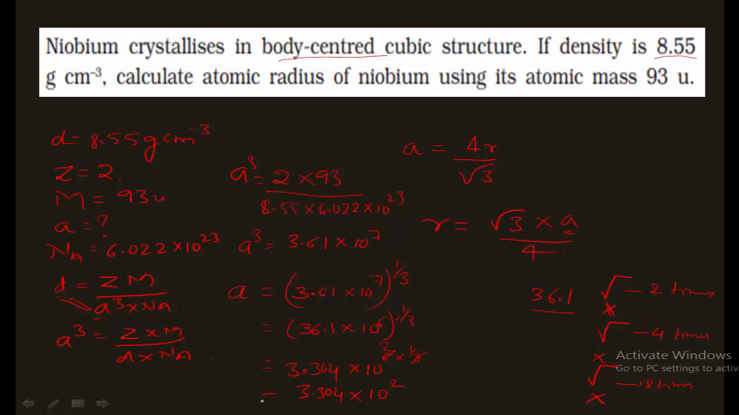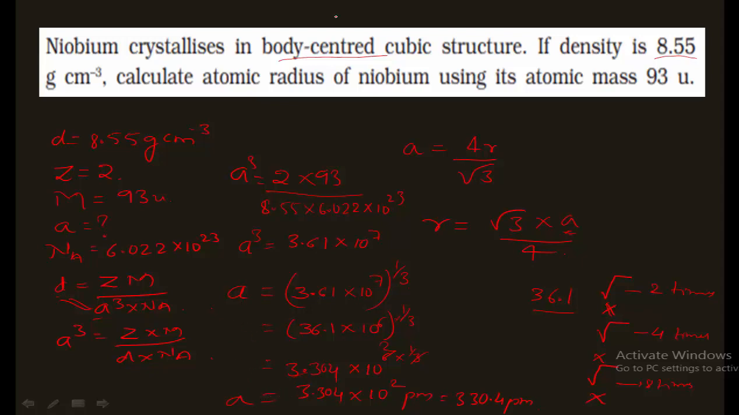So cube root of 36.1 is 3.304 into 10 raised to 2 picometer. Or we can also write it as 330.4 picometer. So this is how we will find the cube root of A.